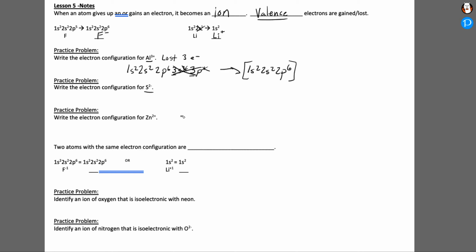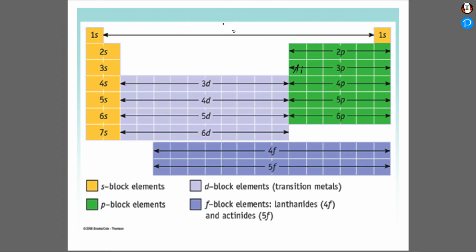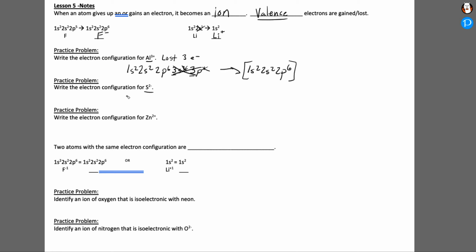Let's come back to this. So for sulfur, let's come back to the periodic table. Sulfur would be right here, so kind of close to aluminum, but it's right here. So let's write out the electron configuration for that. That is going to be 1s2, 2s2, 2p6, 3s2, and then 3p4. Now sulfur is going to end up gaining 2 electrons.